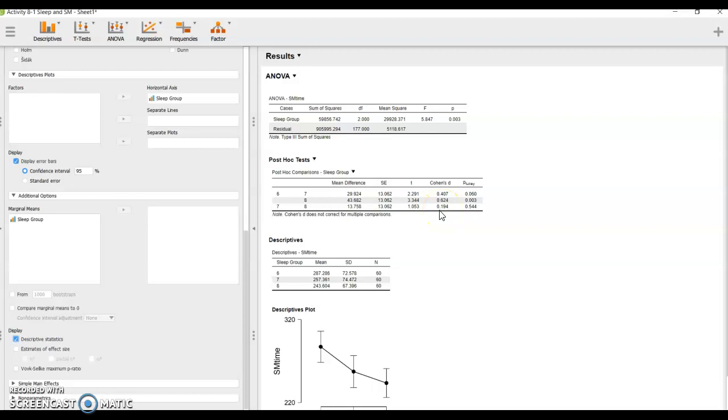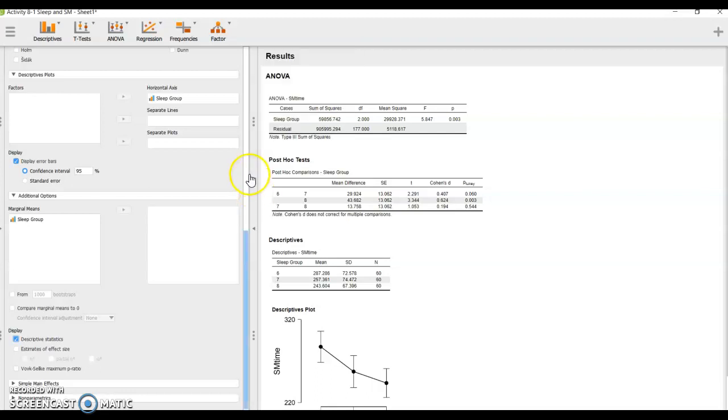Now we also want p-values associated with these t-tests. In this class we're doing the Fisher LSD test, and unfortunately you can't get the p-value for that in JASP. So you're going to have to get the p-value someplace else. What you need to do is jot down those t statistics: a t of 2.291, a t of 3.344, and then a t of 1.053.